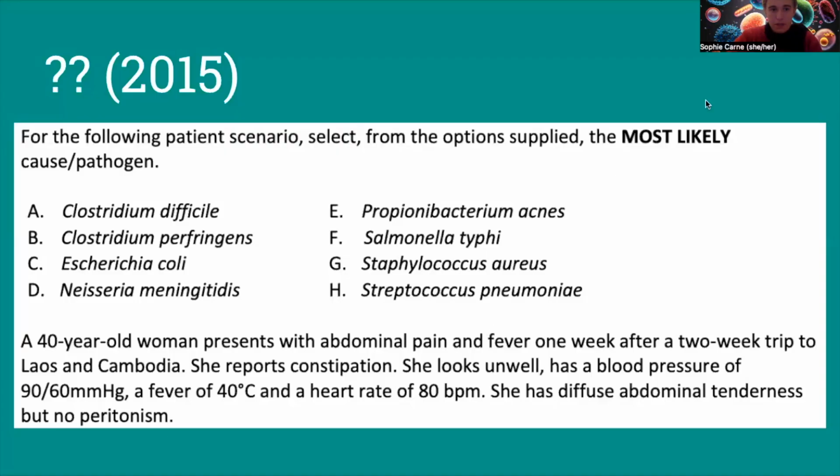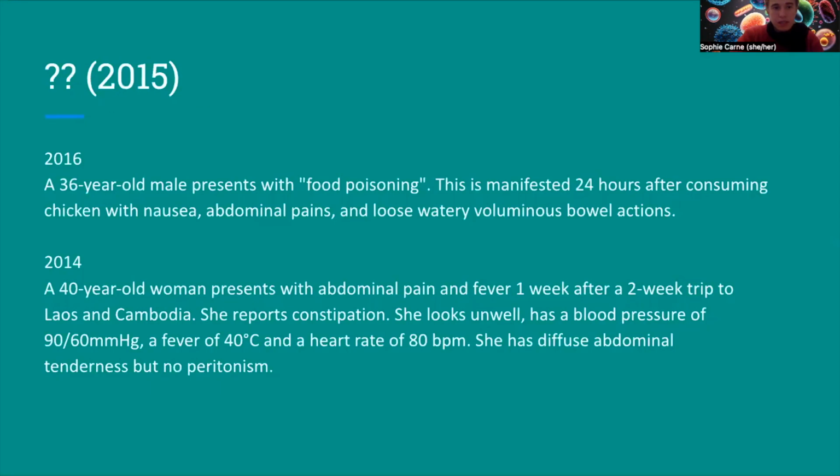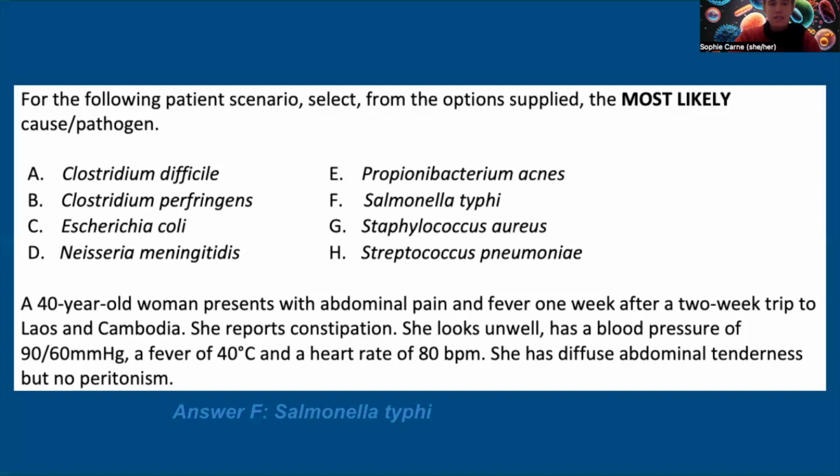Okay, a question from the 2015 exam. Okay, this constipation is interesting. A question from the 2016 exam on the same organism. And this one has loose watery bowel actions. And then the 2014 exam actually had a repeat of the 2015 exam question. And the answer is Salmonella.